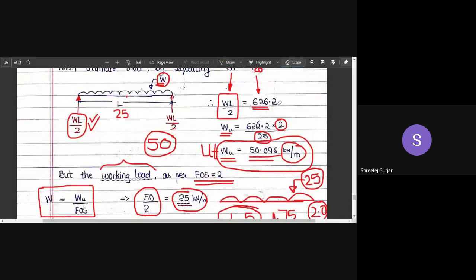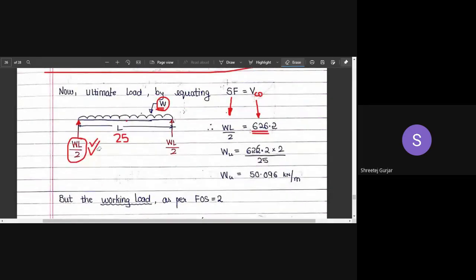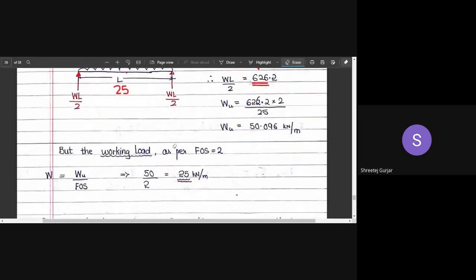Okay, is the concept clear of live load, working load and ultimate load? Is that particular concept clear? Is this particular calculation clear? Calculation of the working load. Is it clear? Second case, second part of the question, calculation of working load. Is it clear, guys?